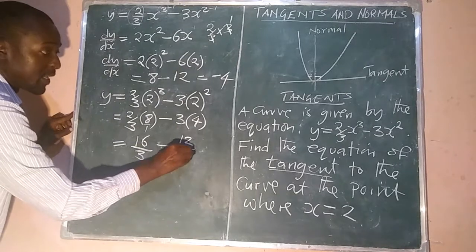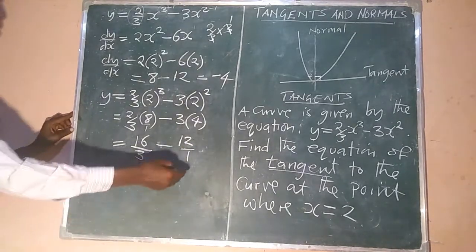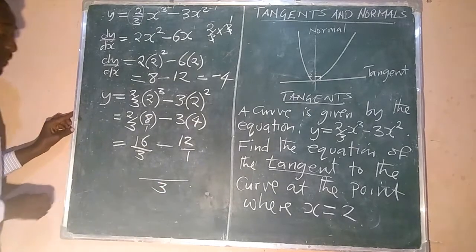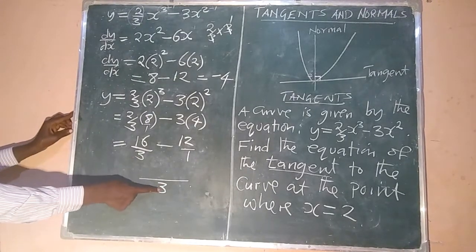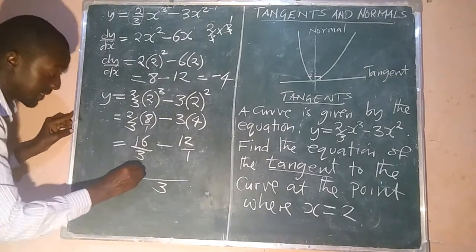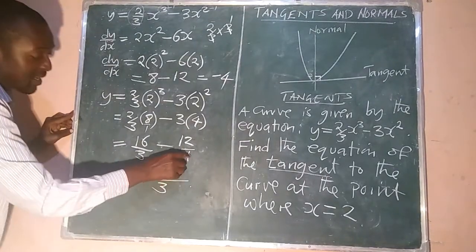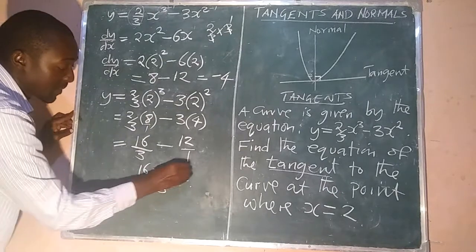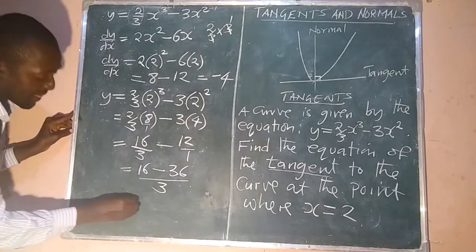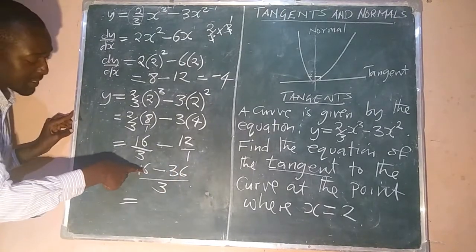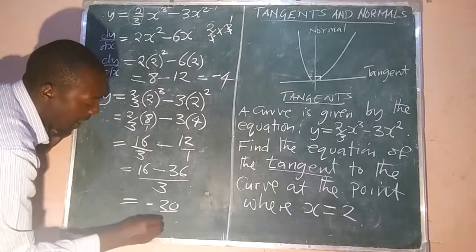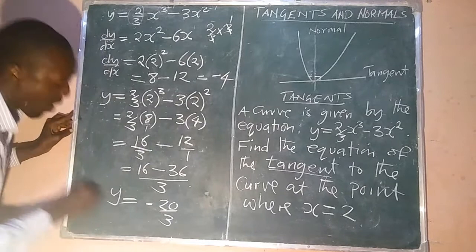This 12 is over 1 here, and then we can find the common denominator, which is 3. 3 into 3 is 1, 1 times 16 is 16. Minus 1 into 3 is 3, 3 times 12 is 36. So we have 36 here, and then we subtract 16 minus 36, which will give us negative 20 over 3. So this is our y.